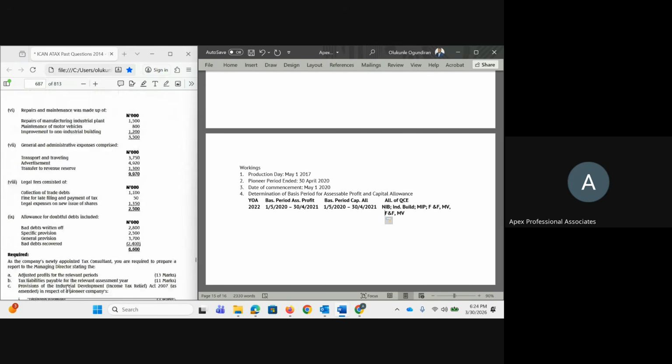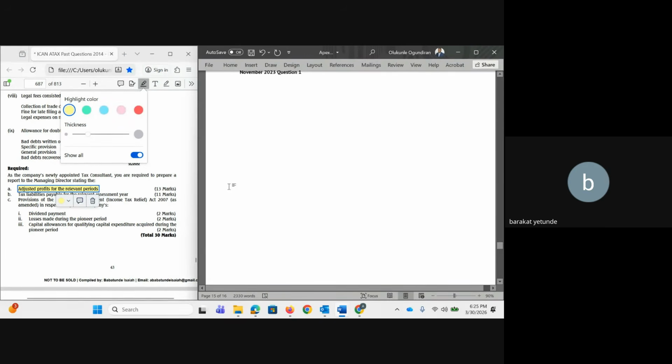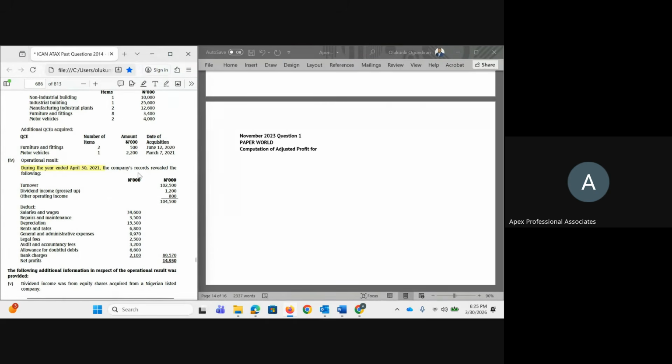So let me now go ahead and check what the examiner wants me to do. He said I should compute the adjusted profit for the relevant periods, right? So let me first open the paper word. Are we together? Yes. Computation of adjusted profit for, so what's the relevant period here? The most relevant period here is the post-pioneer period.